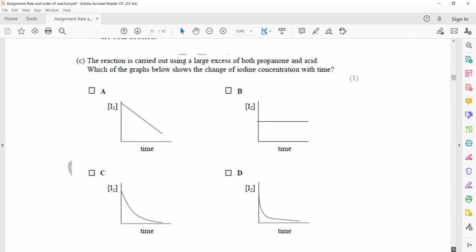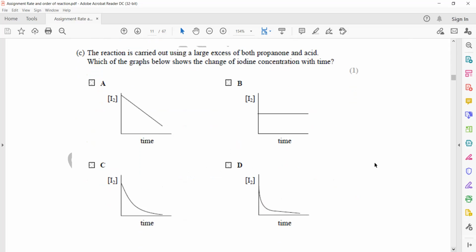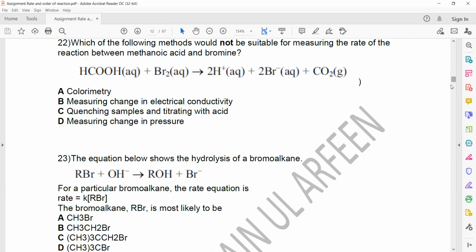Part C. The reaction is carried out using a large excess of both propanol and acid. Which of the following shows the change in iodine? Because it is zero order with respect to iodine. So what could be the right answer? So A. The concentration of iodine change will be there. The slope will be constant, so rate will be constant.